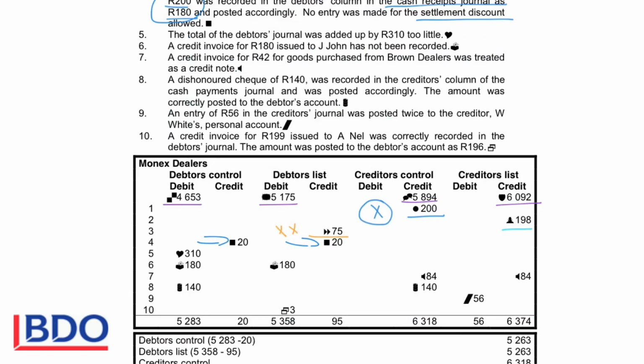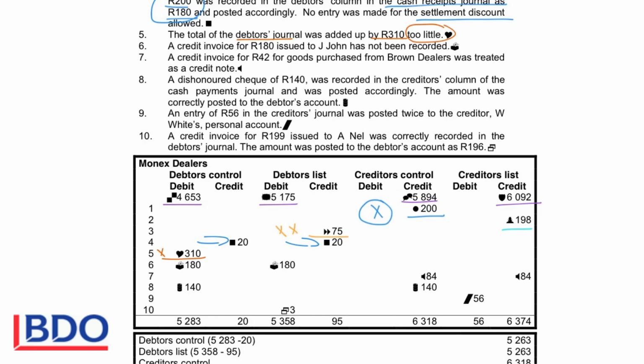The total of the debtors journal was added up by 310 too little. There was no mistake in the debtors journal, so there's no mistake in the individual account of the person. Because it was added up too little, it means that we transferred too little to the debtors control account. The debtors journal is when we sell goods, so we will increase the debtors on the debit side. So on the debit side of the debtors control, the figure that we recorded here was not big enough, and we have to show that this debtors control must increase with 310 rand.